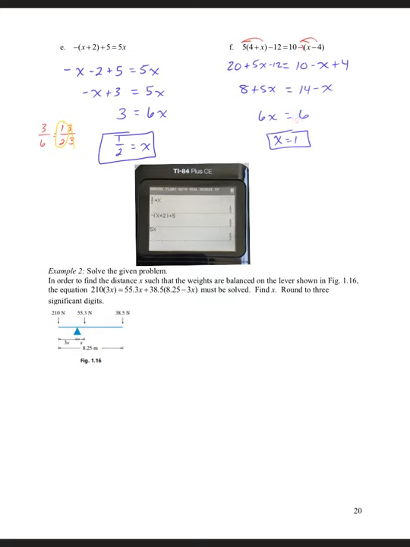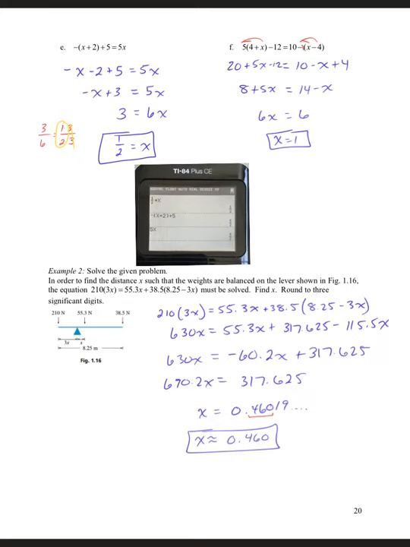Great. Now what I want you to do is read through example 2, and what we're doing here is solving this equation. This picture right here is just telling us where this equation comes from. So we are solving this for x and rounding to 3 significant digits. So go ahead, pause the video again, and try solving it.